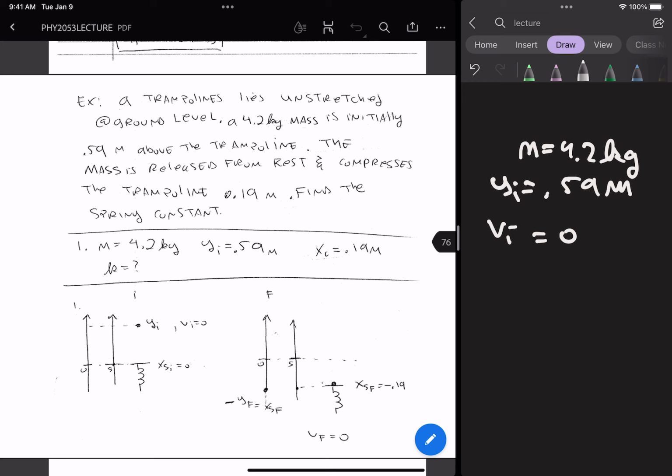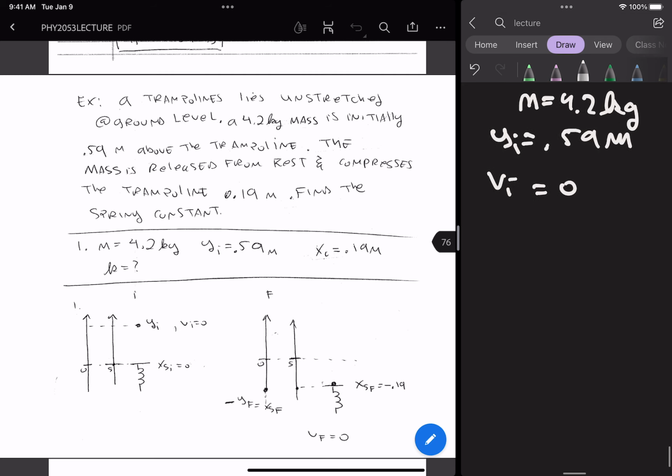And as the mass lands on the trampoline, the mass causes the trampoline to get compressed. So there's a compression distance, which I'm calling xc, which is 0.19 meters. Given that information, what is the spring constant?